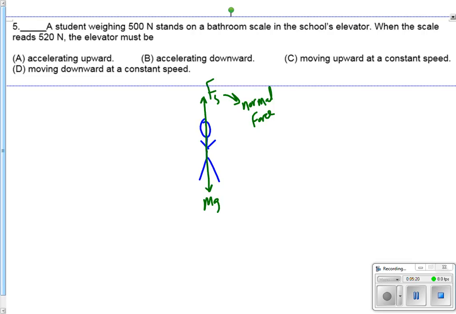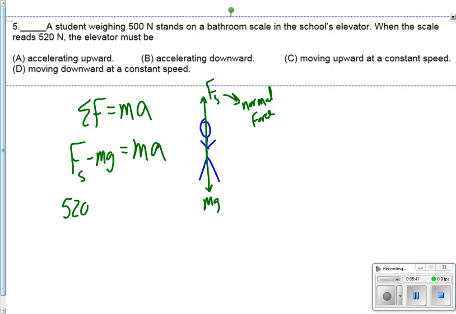So let's write an equation for that. Sum of the forces equal mass times acceleration. So the scale minus the weight equals ma. Okay, so the question says a student weighing 500 newtons stands on a bathroom scale in an elevator when the scale reads 520. So that means 520 newtons minus 500 newtons equals, what's the mass, right?